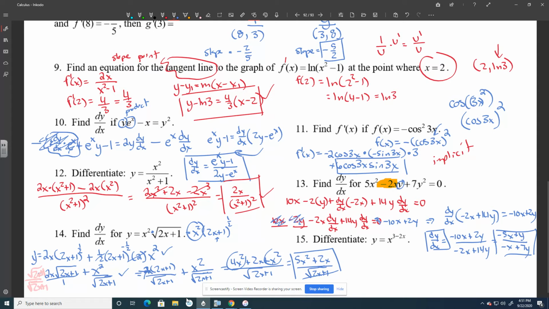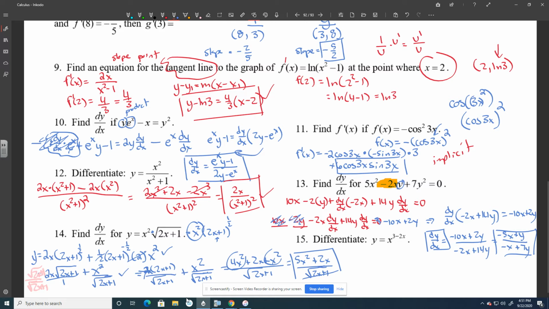And even then, no, I think they would leave the root on the bottom. If that plus 1 was on the outside, they might rationalize the denominator, but it's not. It's on the inside. So I don't imagine them multiplying the bottom by root 2x plus 1 and the top. I feel like this is probably going to be the answer that you have to choose from. All right. Okay, so 15.